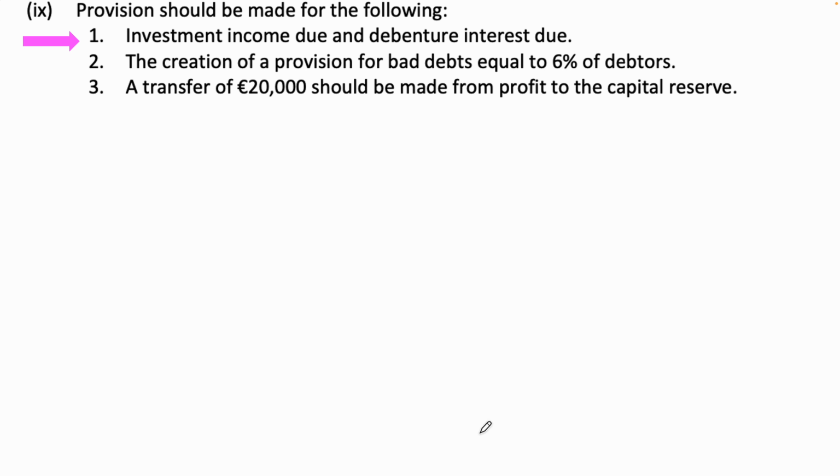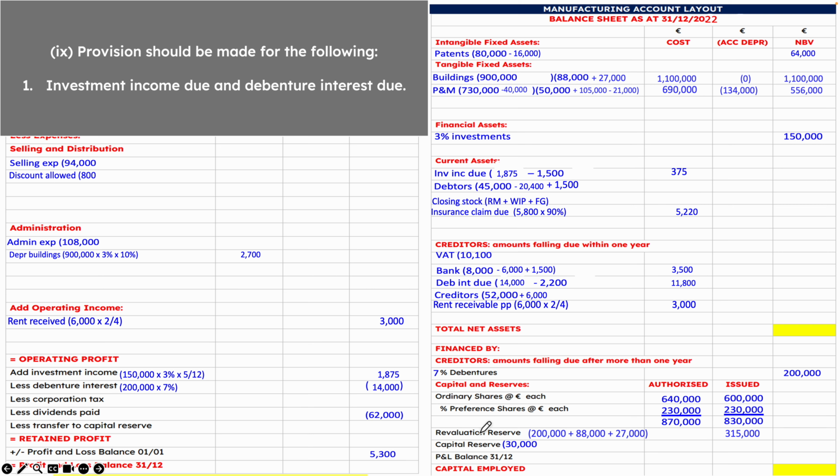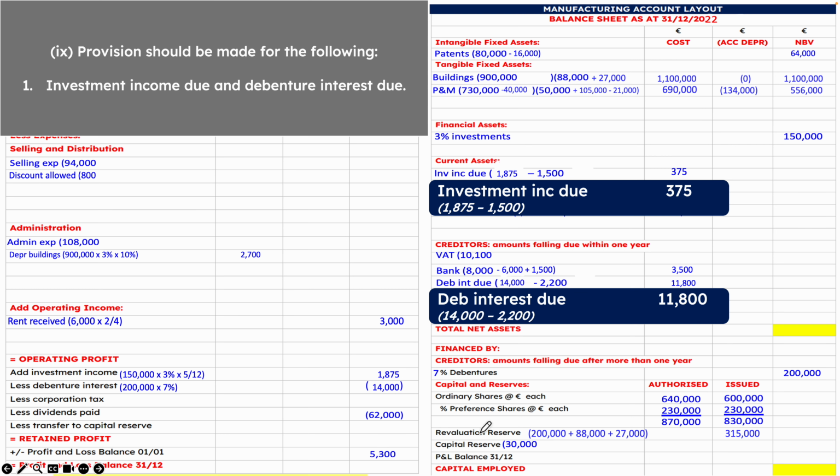Adjustment number 9 then. Provision should be made for the following. Number 1, investment income due and debenture interest due. So no impact on the manufacturing account. So investment income due, right? We have only received the 1,500, so we have 375 yet to receive. So our investment income due, current assets, 375. Our debenture interest due in the creditors minus 1 year, 14,000 minus 2,200 is 11,800 into creditors minus 1 year.